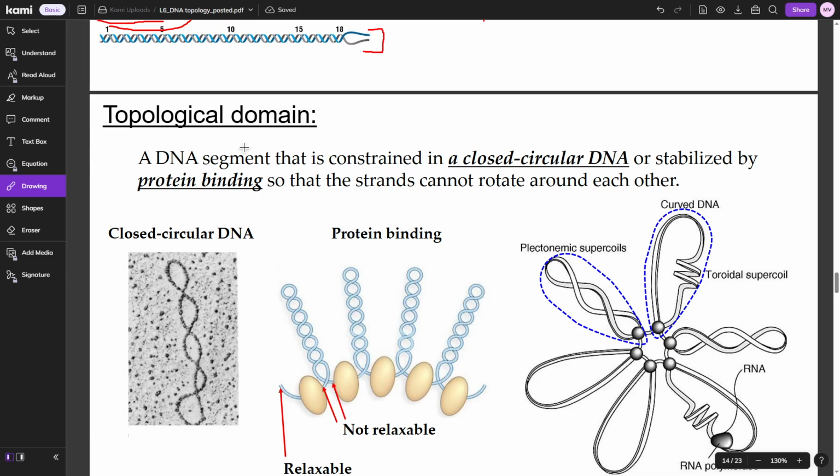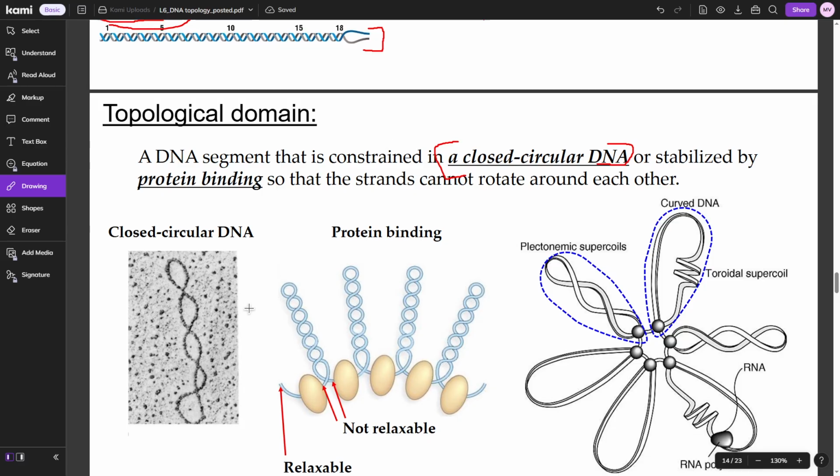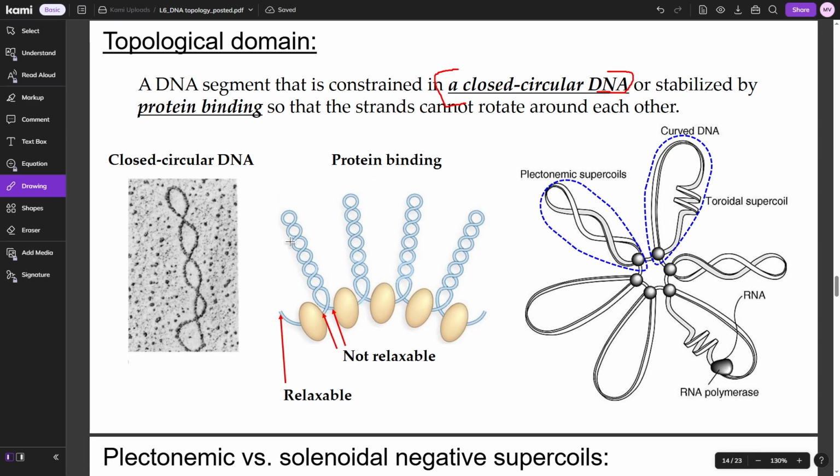This is another thing: you can have DNA segments that are constrained. If they're constrained in a closed circle, then it's probably going to be a constant linking number and not undefined. That's the main thing they're trying to get through with this. I think there's a lot of extra information which I feel is not that important.